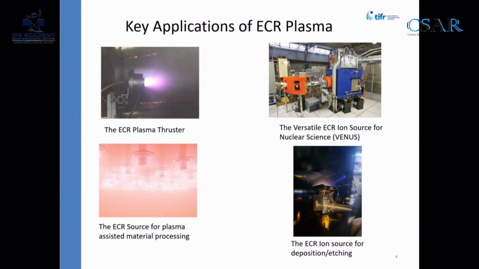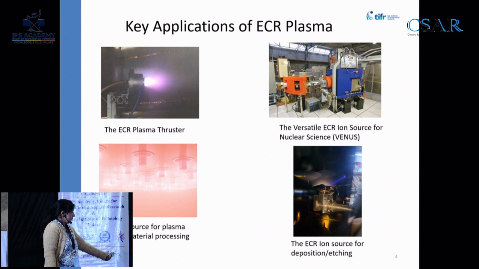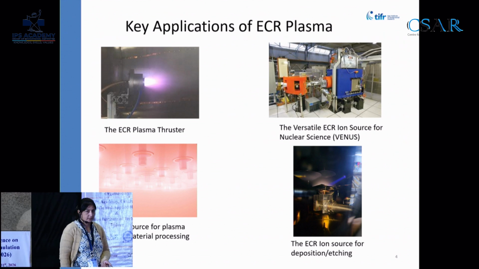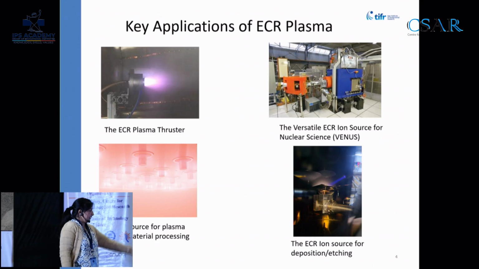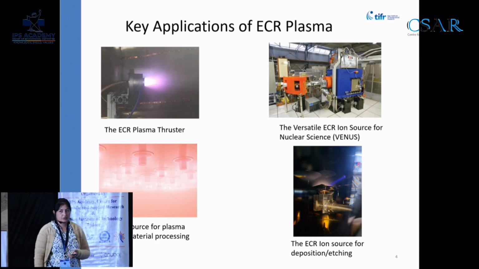The key applications of these plasmas are ECR plasma thrusters. We have seen multiple posters here talking about ECR plasma systems, and we have very popular ECR ion sources, a very developed technology. Nowadays, ECR plasma sources are also being utilized for large area processing, and these ion sources are also used for ion milling and deposition purposes.